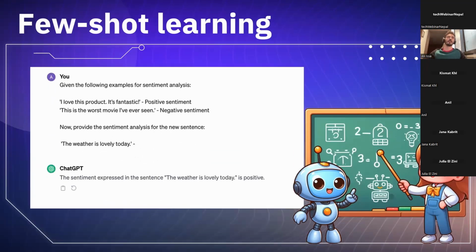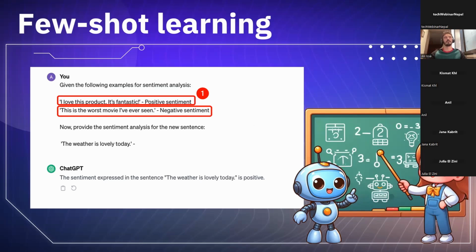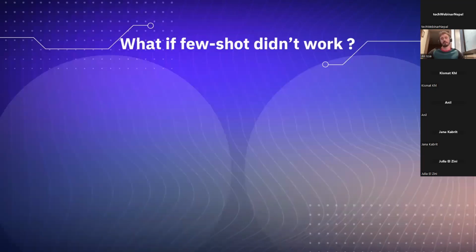So, for example, if I'm working on a sentiment analysis task, and we are assuming that ChatGPT was not able to predict the sentiment of a given word, so I created a prompt where I added, for example, I love this product, it's fantastic, and I labeled it as a positive statement. And this is one shot, that's like one example. Then I added another example. This is the worst movie I've ever seen, I labeled it as a negative sentiment, and this is like two shots. So we have two-shot learning, which is basically the two examples. And the model was able to predict the sentiment of the next question correctly and labeled it as positive. So this is few-shot learning. But what happens if few-shot learning also didn't work?